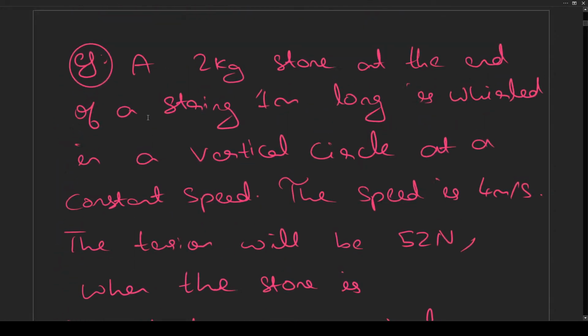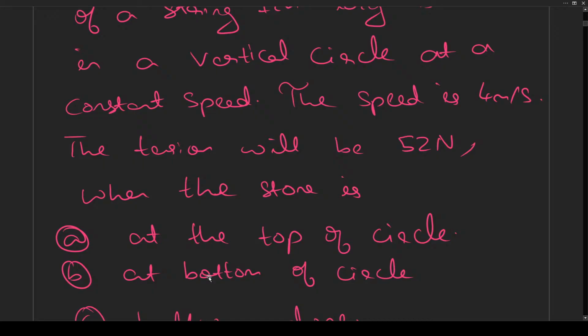Let's see again. There is a 2 kg stone at the end of a string 1 meter long. Radius is given as 1 meter, and it is whirled in a vertical circle at constant speed. The speed is 4 meter per second. It's a constant speed, the speed will not change here. If that is the case, at what position of the vertical circle will the tension in the string be 52 Newton?